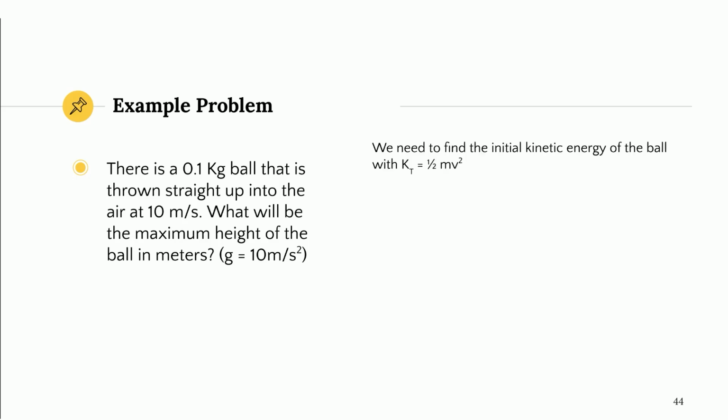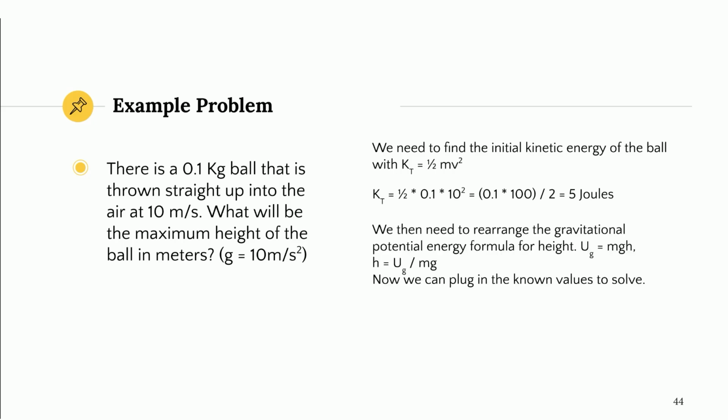So first, we need to find the initial kinetic energy of the ball with K equals 1/2 times the mass times the velocity squared. So here we have the mass of 0.1, the velocity of 10 meters per second, and we multiply it by 1/2. So we just do the math here. We find out that it's 0.1 times 100, which is velocity squared, and we divide it by 2. That all together gets 5 joules. So that's the total kinetic energy at the start of the scenario.